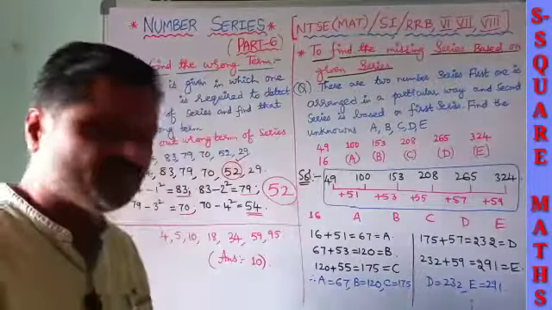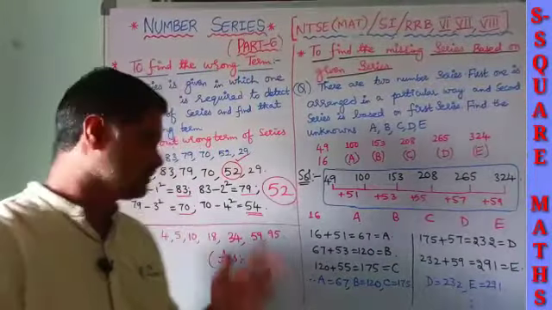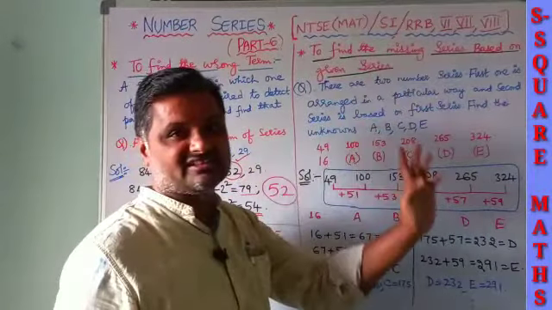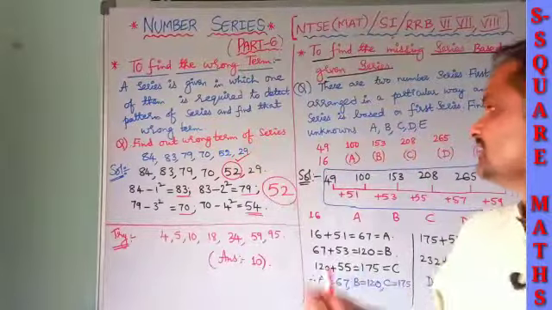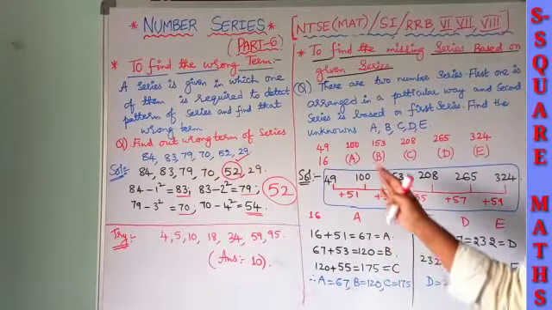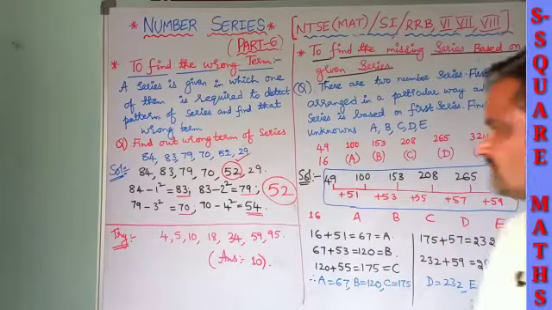I hope you found very interesting problems today to find the missing series based on the given series. Missing series itself, not the missing term. So using the information of the first series, we got the second series and the unknowns A, B, C, D, E.